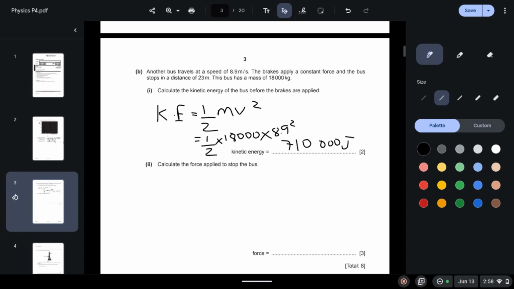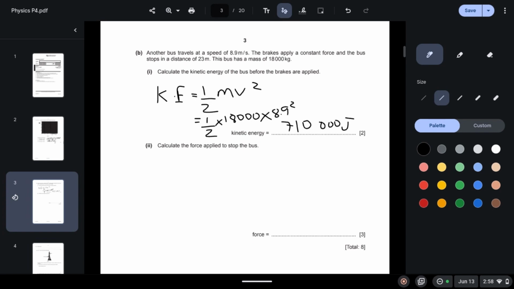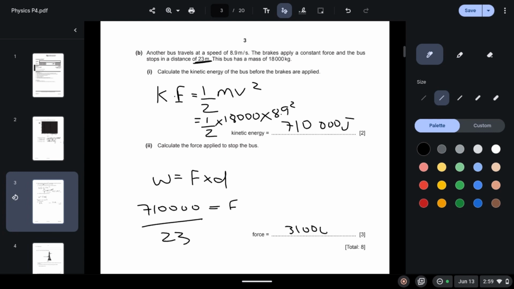Calculate the force applied to stop the bus. So we know in these cases the formula that we use is work done is equal to force into distance. So work done here will be the kinetic energy, because this is the energy of the bus right before it stops. Work done we have as the kinetic energy. Force we have to calculate. The distance that it stops in is 23 meters. So when you calculate this, your answer will come out to be approximately 31,000 newtons.